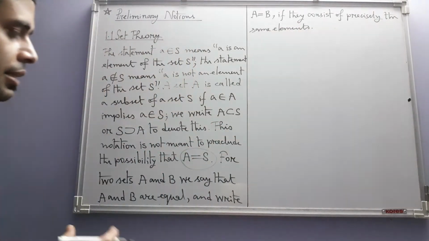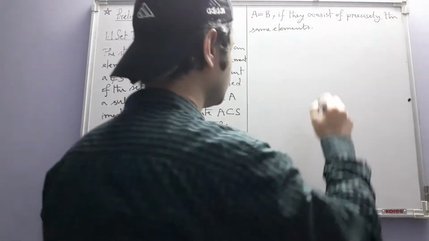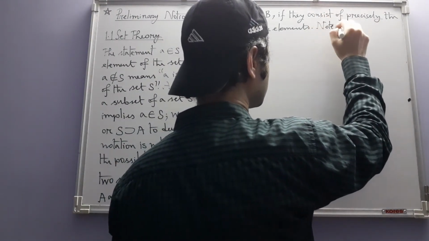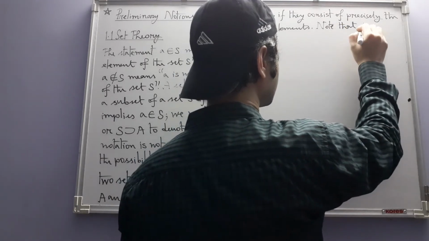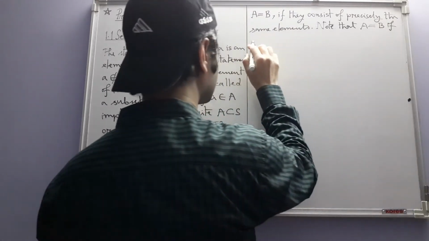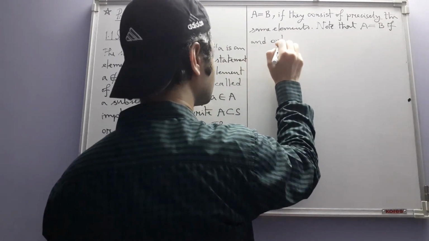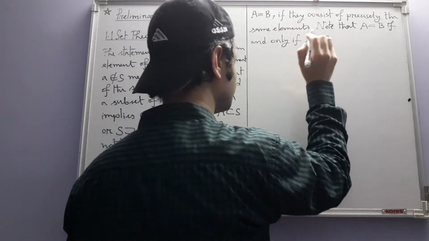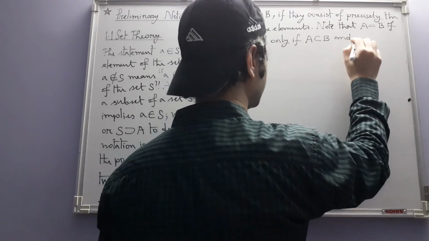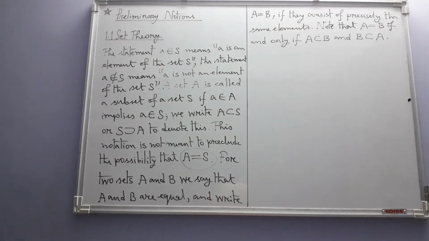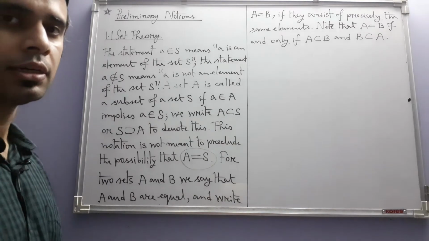Naturally, because then they will be the same set. Note that A is equal to B if and only if A is a subset of B and B is a subset of A. You try to think about this, then you will see that this is the case.